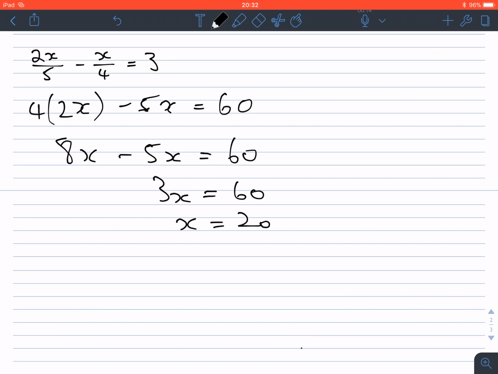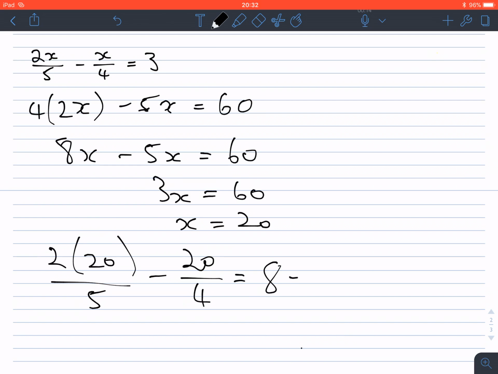So we substitute back into the original equation. When I say x is equal to 20, I get 2 outside of 20 divided by 5 minus 20 over 4 equals, the first term is 40 on 5, which is equal to 8. The second term is 20 on 4, which is 5. So the answer is 3.